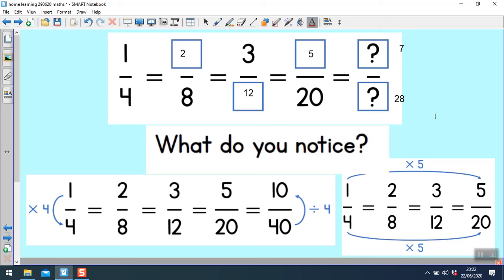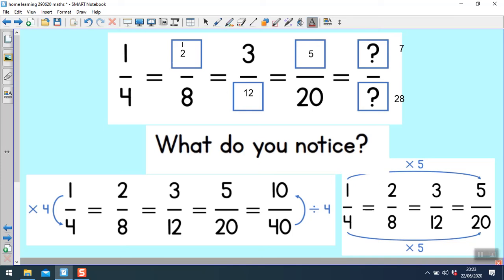And what do you notice? So we talked about how this number is 4 times bigger than this number. But look over here. If I times this numerator by 5 to get 5, I've got to multiply the denominator by 5 to get 20. 1 multiplied by 3 is 3. 4 multiplied by 3 is 12.